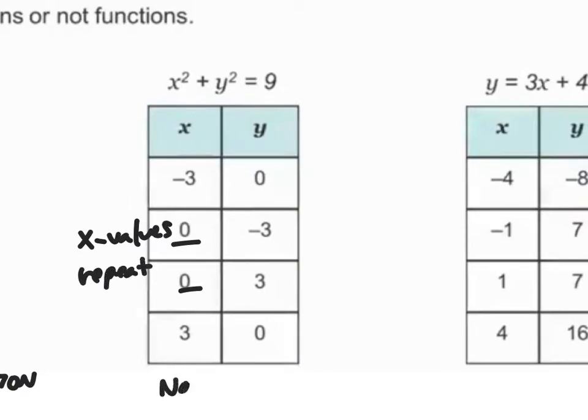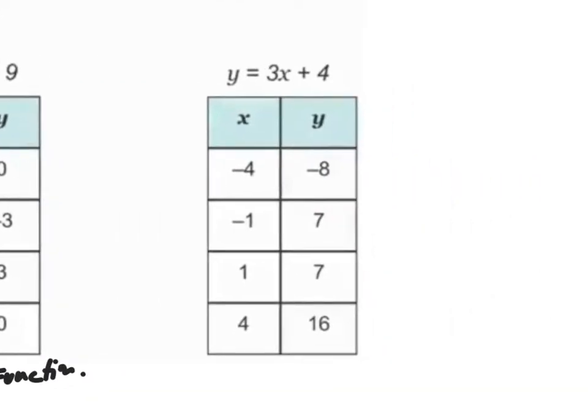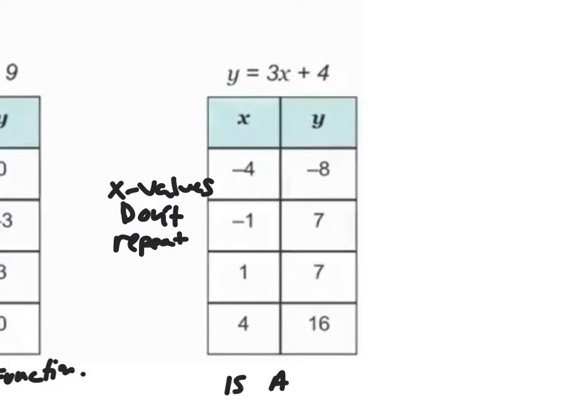This is not a function. Now over here, all my x values are unique, given this table. So looking at this, all my x values are unique, so x values don't repeat. So then we have a function. So this is a function.